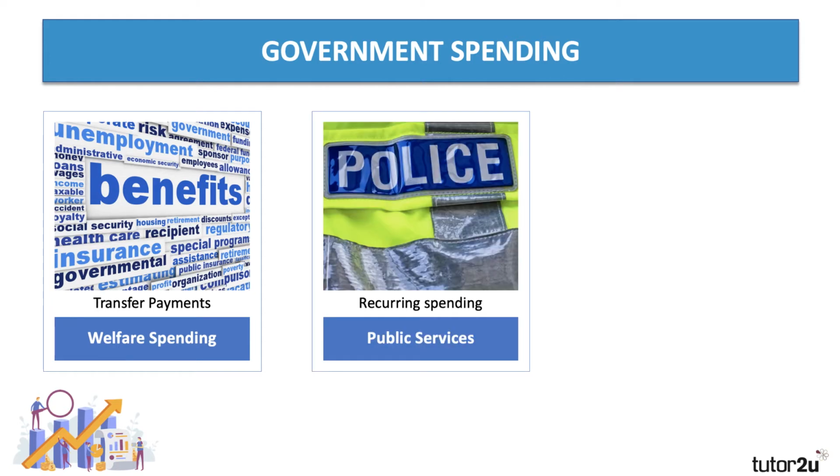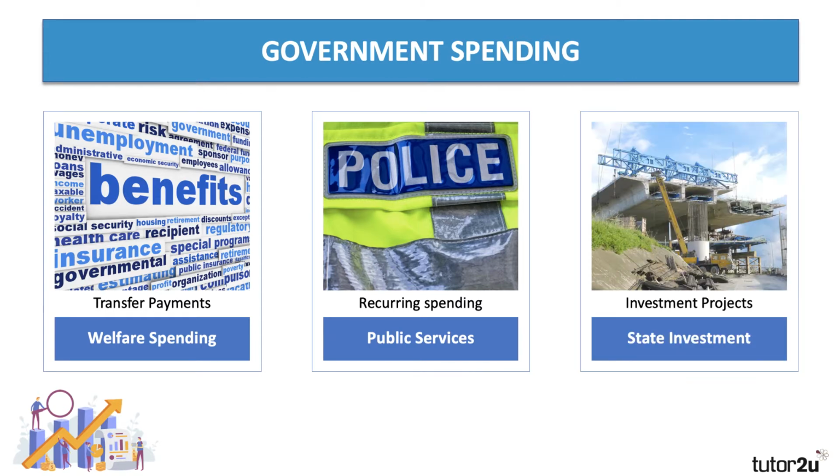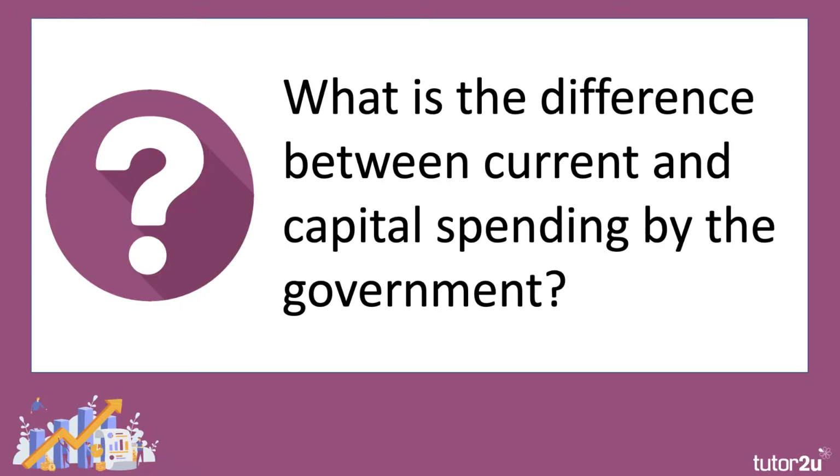Then we have public services, recurring spending. Spending happens every week, every month, every year on things like police, defence, education and healthcare. And we also have investment spending. The government spends about £60 billion a year on investment. Well, that's going to be in I, in C plus I plus G. So our main focus is the middle bit, government spending on public services.